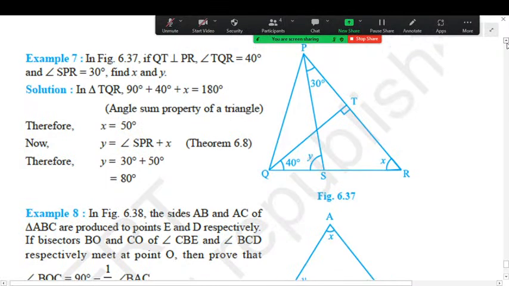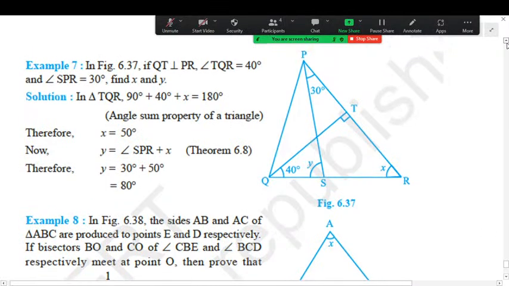In example 7, you are given a figure that is just in front of you. You can observe that figure as well, I think. In this particular figure, you will find that QT is perpendicular to PR. This is your QT, which is exactly perpendicular, that means making 90 degrees. And as you are given this 90, this 40, you can figure out x. Why can you figure this out? Because all of them sum up to give you 180, because this is a triangle.